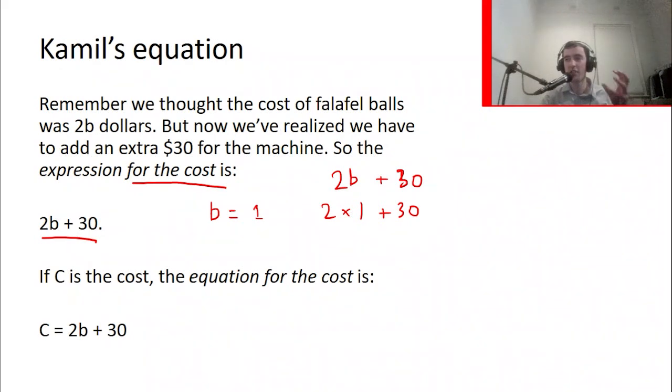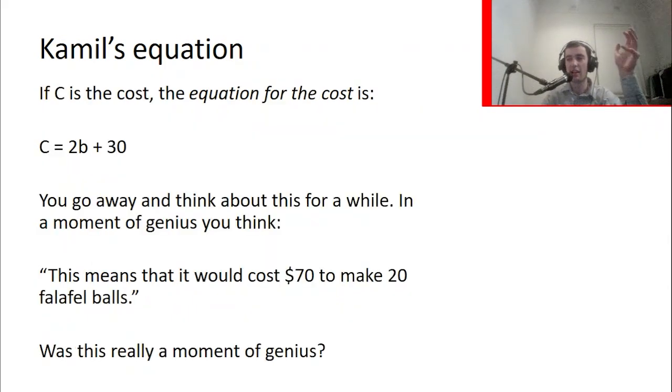Now I want us to hold all of this in our head, if that's possible, and go on to the next slide. In this next slide, you go away from Camille's counter and you think about this equation for a while. And you think, what does this actually mean? I have to work out how much it costs to make falafel balls, and now I've just got some letters and some numbers. What does this mean? Is it going to be expensive? Is it going to be cheap?